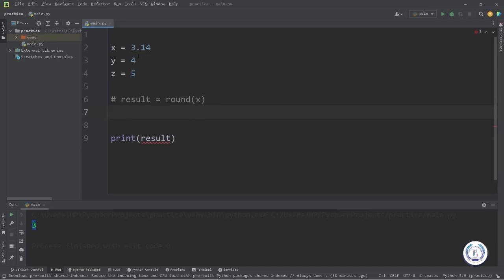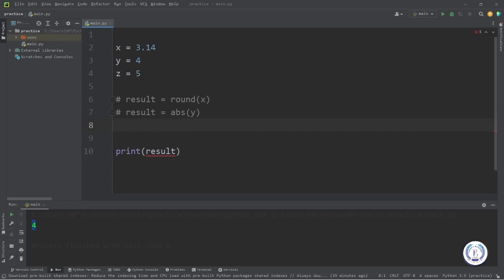With the absolute value function, we can find the absolute value of a number. Let's change y to be -4 instead of 4. We'll take result equals ABS, which means absolute value of y. The absolute value is the distance away from 0 as a whole number. The absolute value of -4 is 4. Okay, let's change y back to 4.